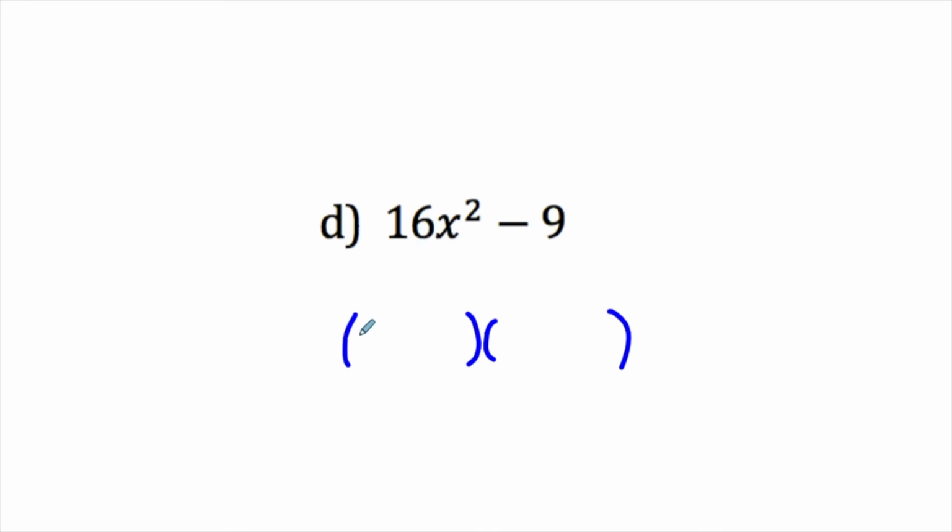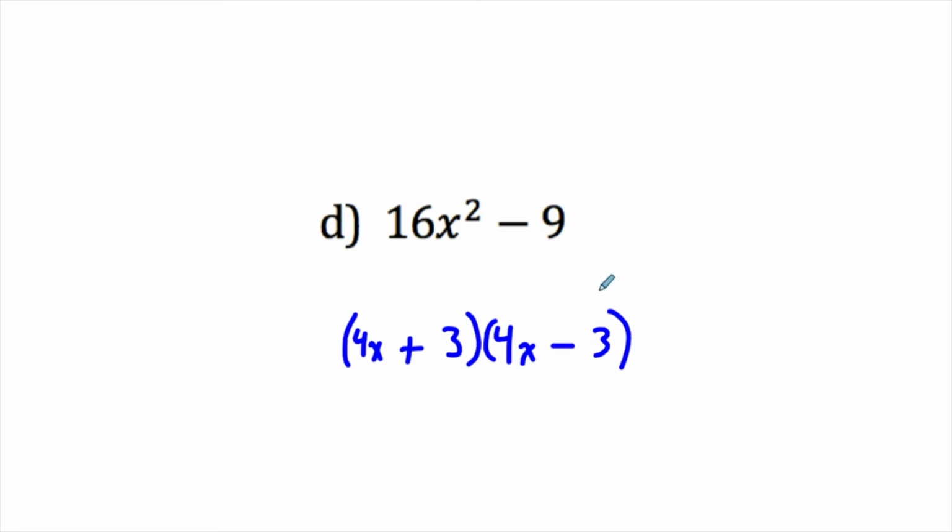So what times itself gives you 16? Well, that's a 4. What times itself gives you x squared? That's an x. So the 4x will be your first term now instead of just an x. Okay, so that's where it's a little bit different. 9 is 3 times 3. One's a plus, one's a minus. All right, and there we're done.